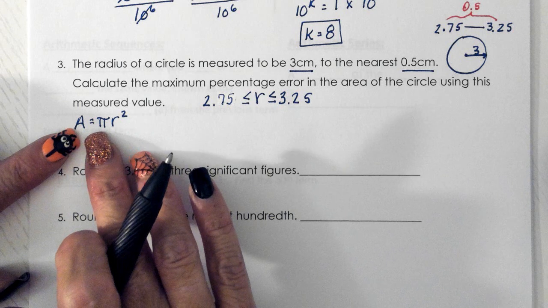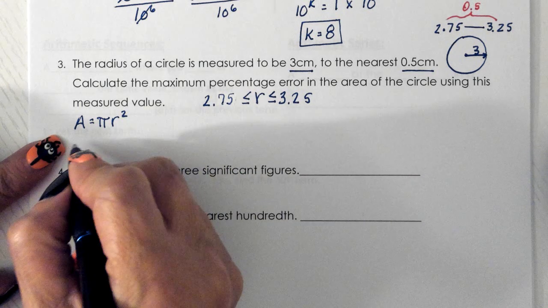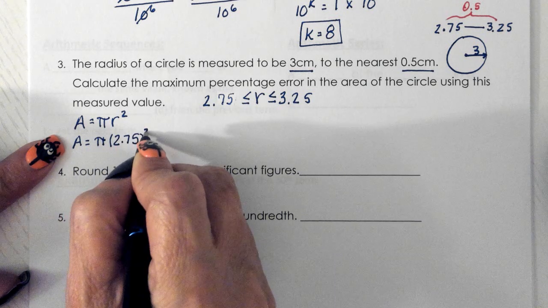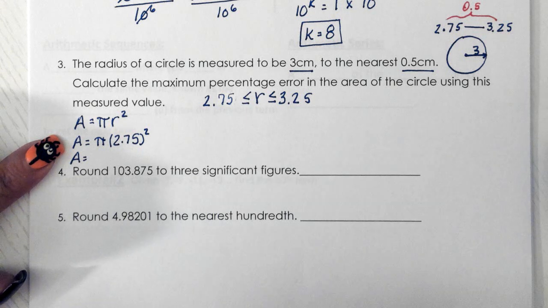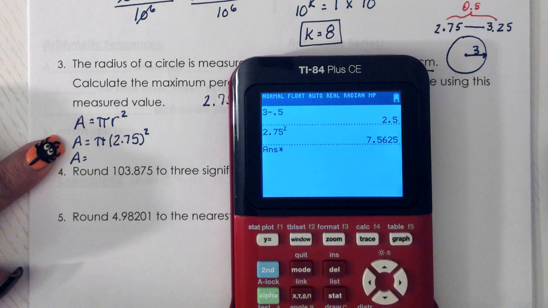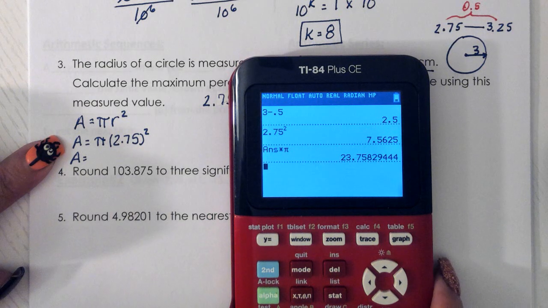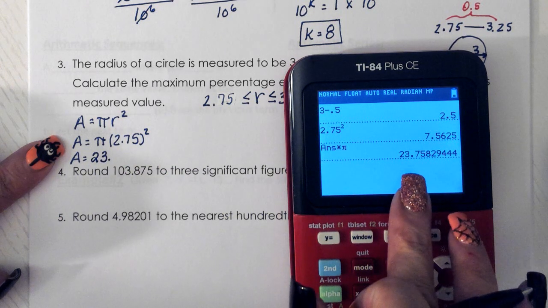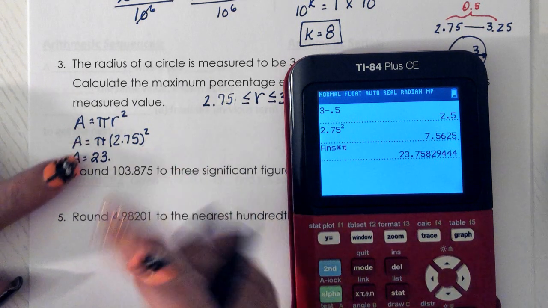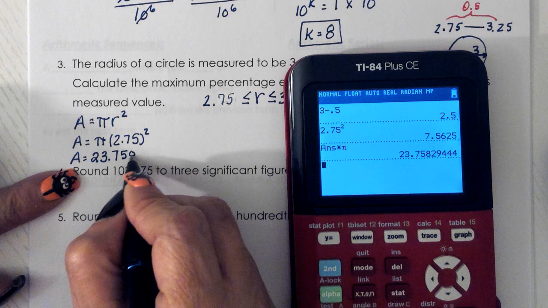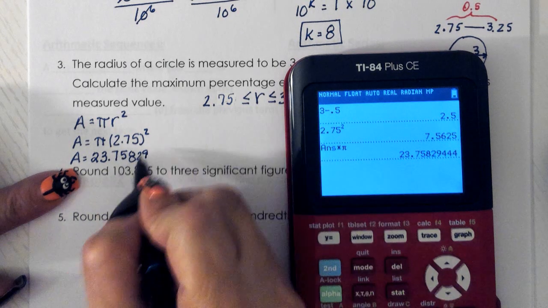All right, so let's find the area if we have a 2.75. So let's do pi times 2.75 squared. Let's find that area. I did not leave y'all enough room to work this one. 2.75 squared times, and I'm going to do second pi over here. So that's going to be, I'm going to put as many of them as I can, 23. This is the exact, right? And I might even want to use that as my exact. So 23.75829, and then a bunch of 4s.